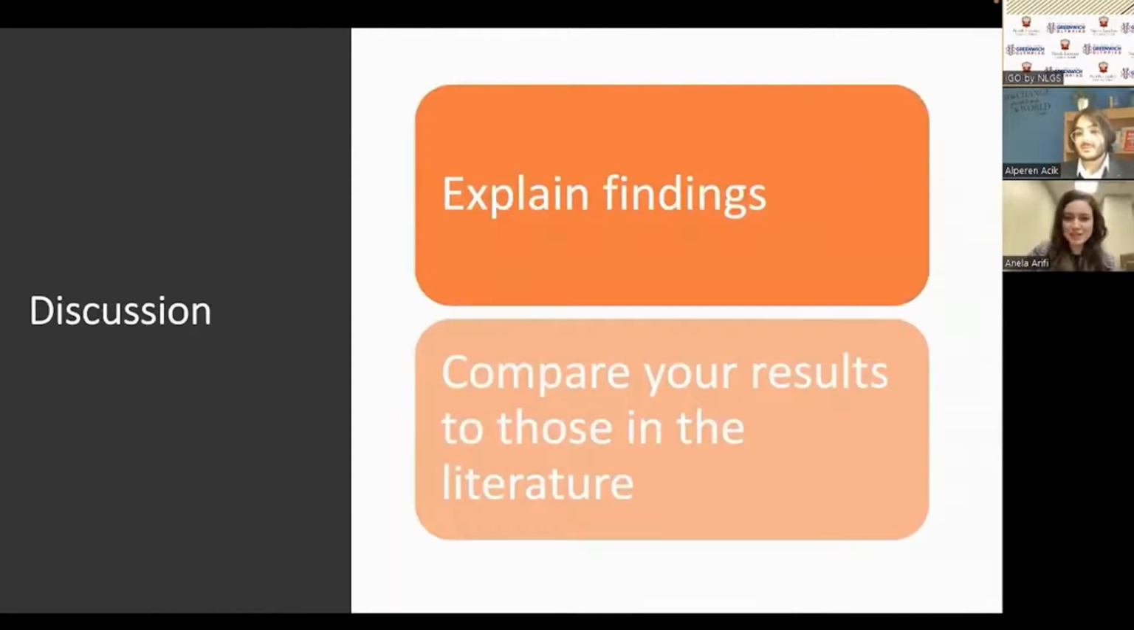The next section is the discussion section, and in this section you really explain your findings. You try to explain why you got the results you have gotten through that specific experiment. Then you try to compare your results to those in the literature. Are my results similar to what other people have reported?